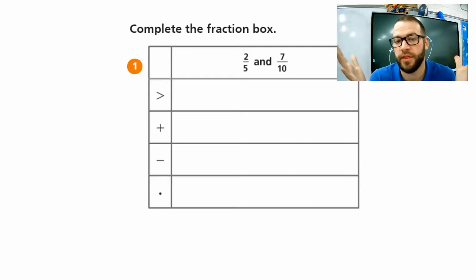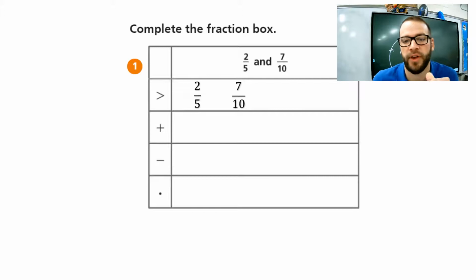So the first thing, let's compare them. Let's put our 2/5 and 7/10, and then let's see which one's larger. Well, what I'll do is I'll just turn 2/5 into tenths. 2/5 equals how many tenths? Well, from 5 to 10 is times 2, so 2 times 2 is 4, so it's 4/10. What's bigger? 7/10. 7/10 is larger.